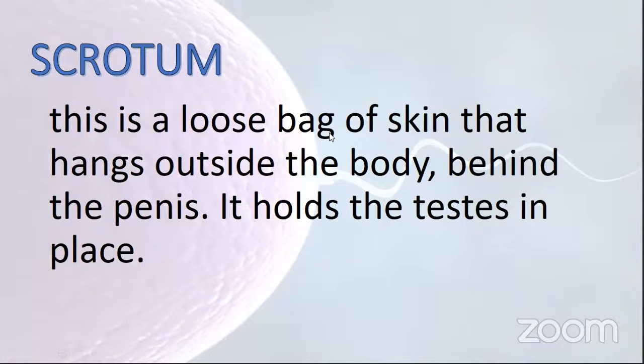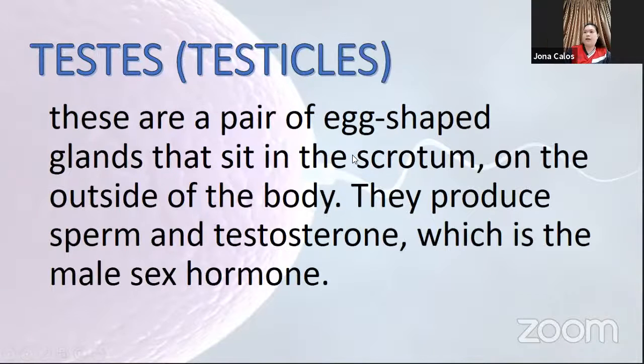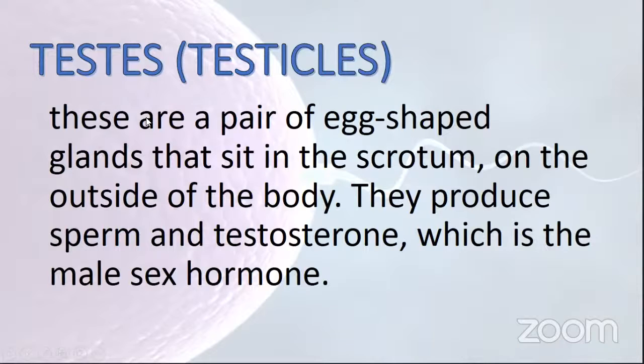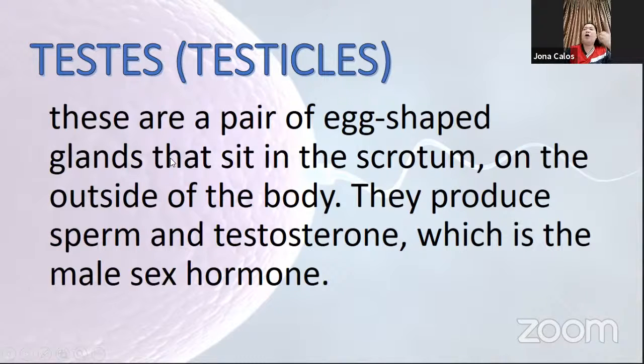Here, testicles or testes. The internal part, the one that is being covered by the scrotum, is called the testes or testicles. These are pairs of egg-shaped glands that sit in the scrotum. Again, this one is the internal part, and this is where the sperm are created and produced. It is produced and also contained in there.